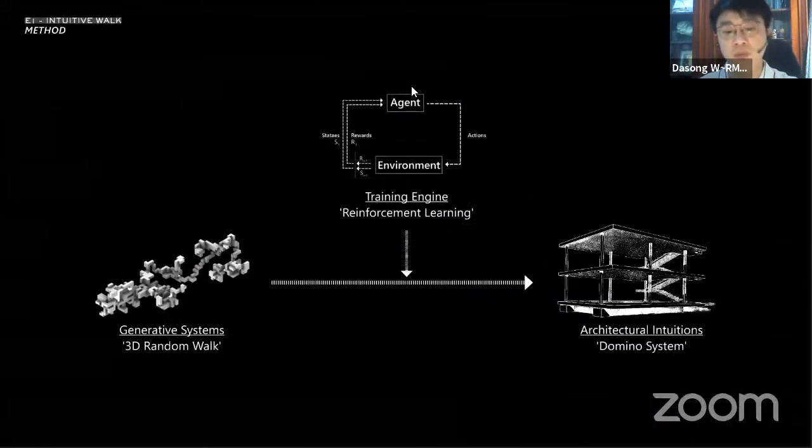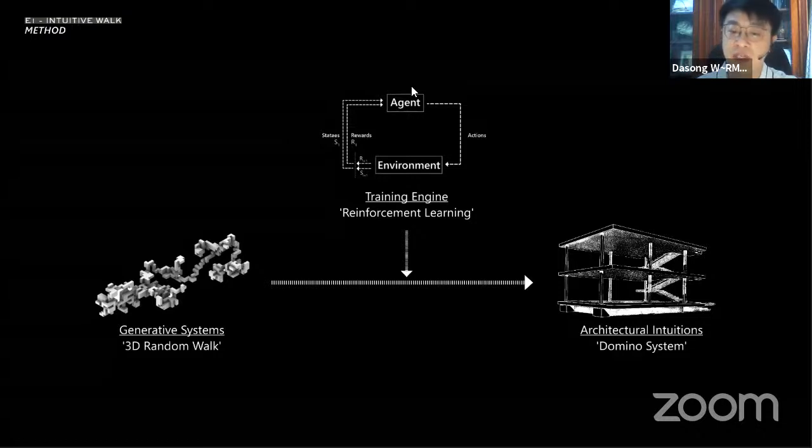The Intuitive Walk project is the first reinforcement learning-based design experiment I have done, initially from 2018. The project aims to cultivate a random walk generative system with some artificial intuitions, which is extracted from the typical Domino system by Le Corbusier. With the implementation of RL, it is expected that the opposing characters of the random walk stochastic mechanism and the Domino system's formality can be integrated within a synthetic generative process.